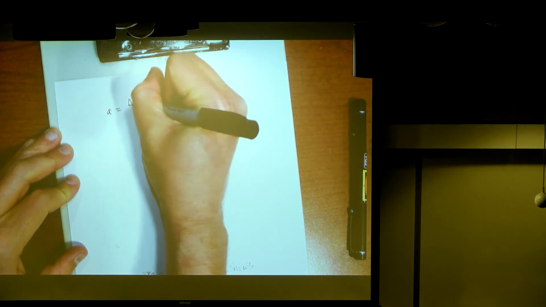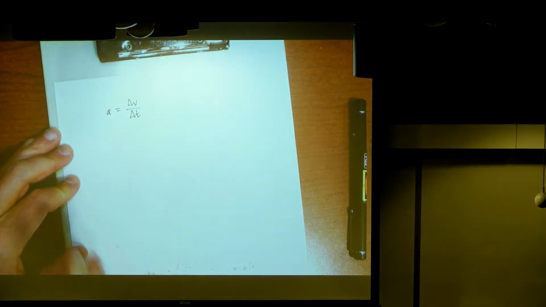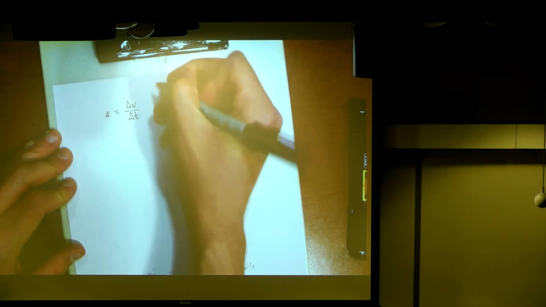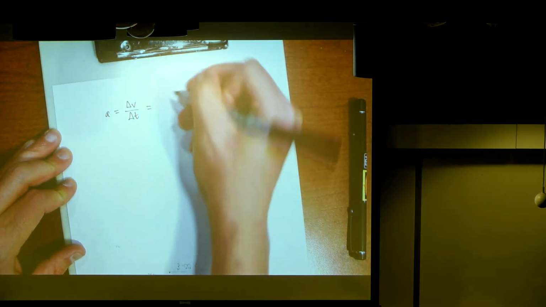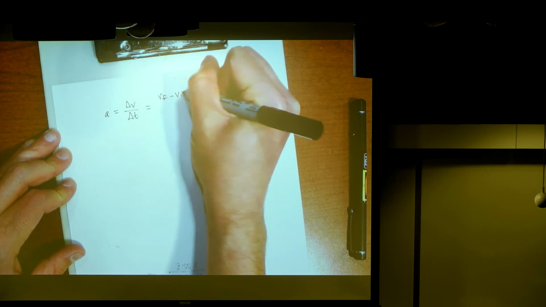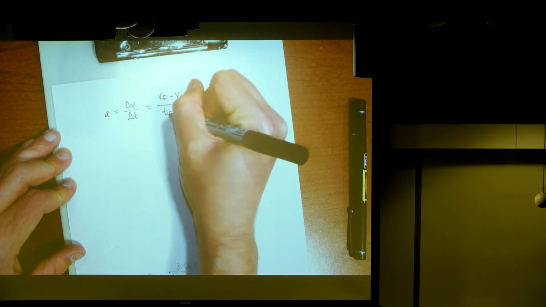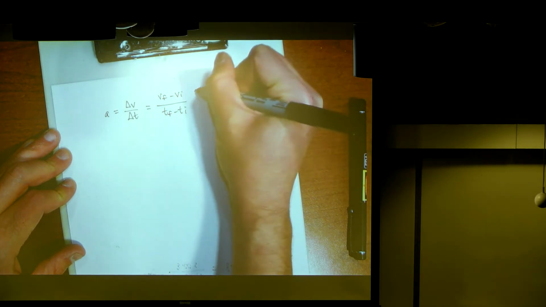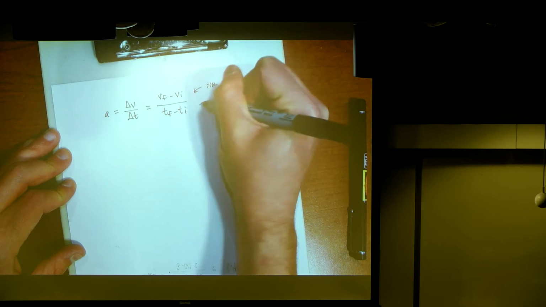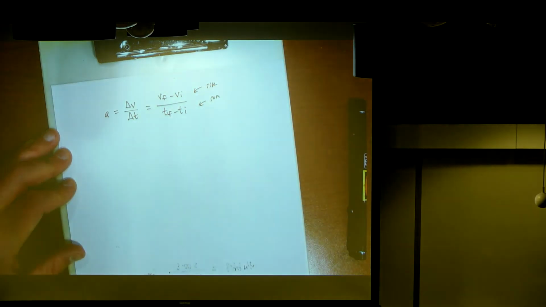Remember, a is equal to delta v over delta t. That's how we're defining acceleration. So I can read that off the graph as v final minus v initial divided by t final minus t initial. You can think of this as being the rise of my graph divided by the run. That's why it's equivalent to a slope, okay?